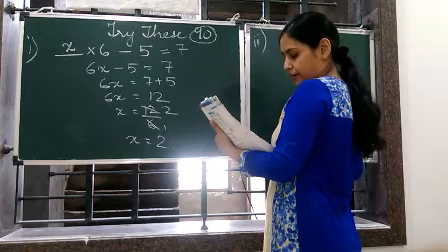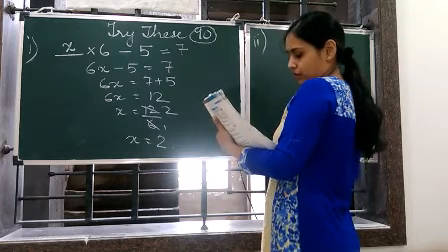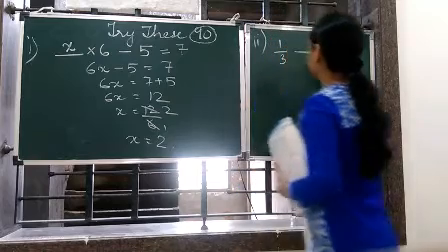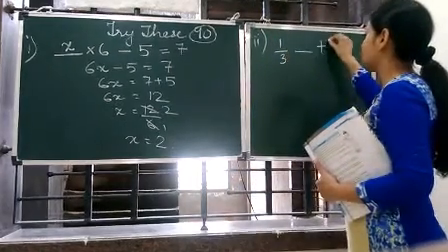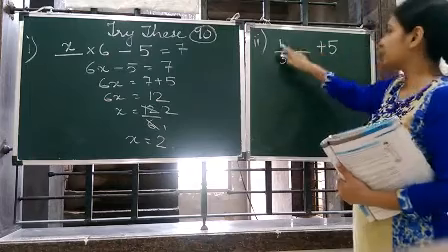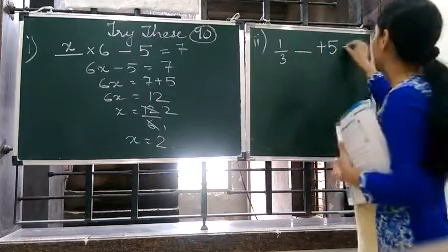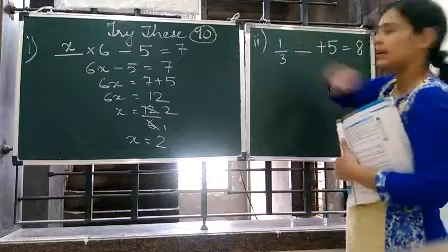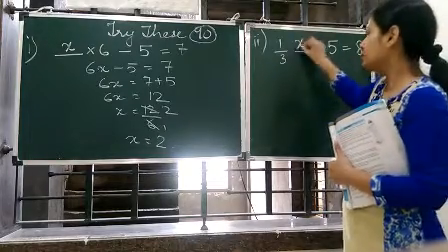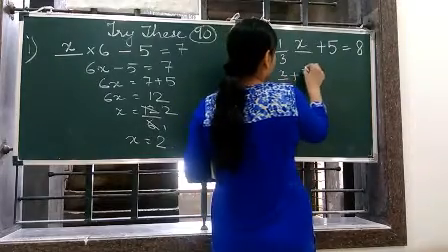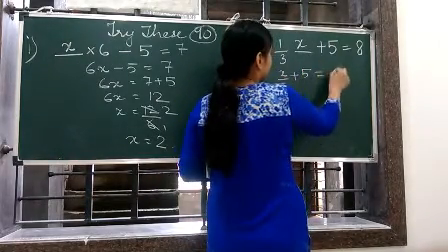What is that number? 1/3 of which added to 5. 1/3 of any number added to 5 will give you 8. So let this number be x. Now let us solve it. 1 into x will give x upon 3, plus 5 is equal to 8.